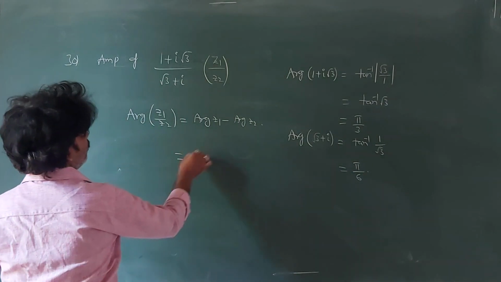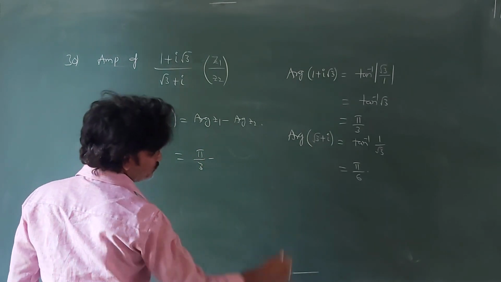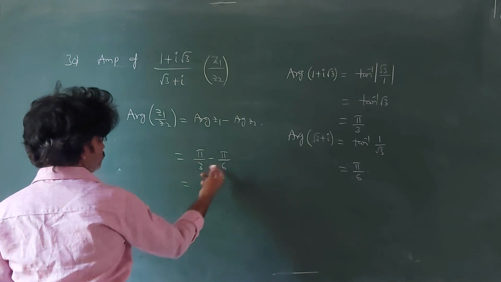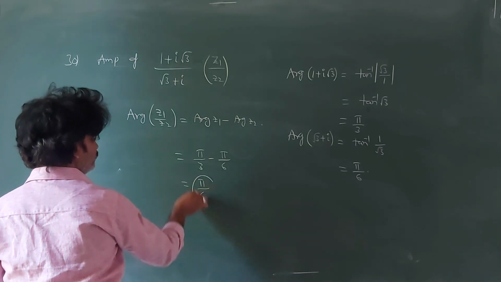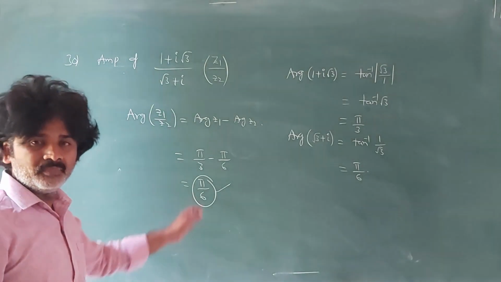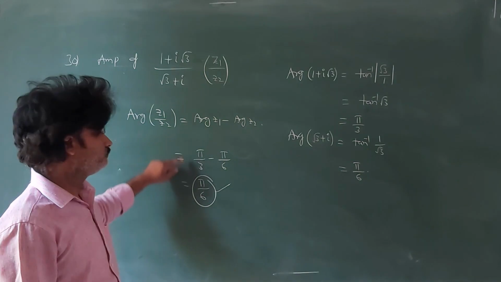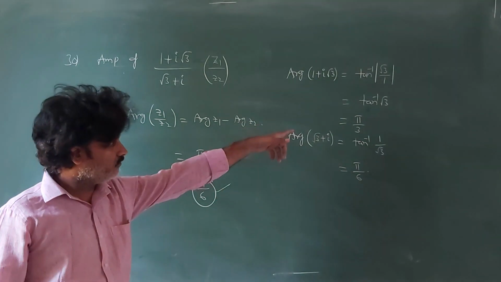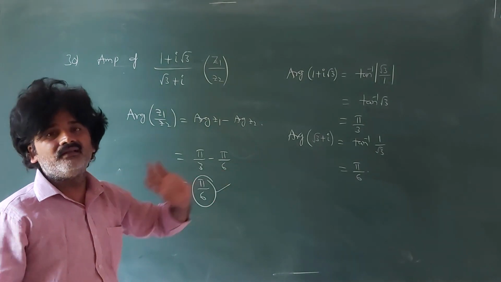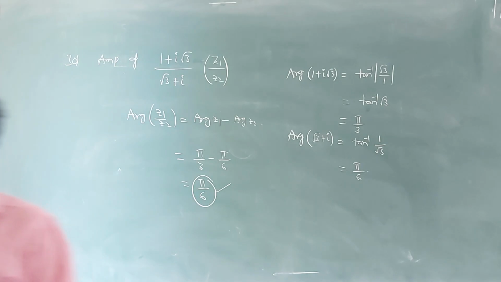So now argument of z1 is pi by 3, 60, minus argument of z2, pi by 6, 30. So 60 minus 30 is 30. So the answer for this one is 30 degrees or pi by 6. Amplitude or argument, same. Understood? Numerator amplitude minus denominator amplitude. That's all. Okay, so take the problem.